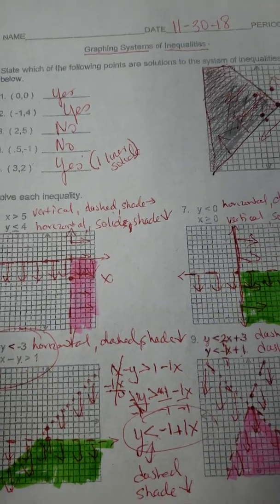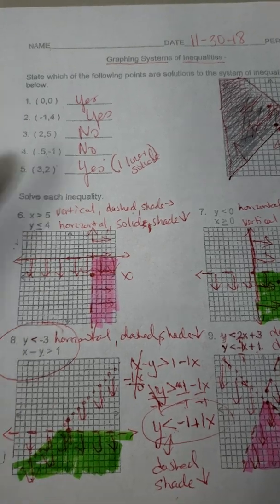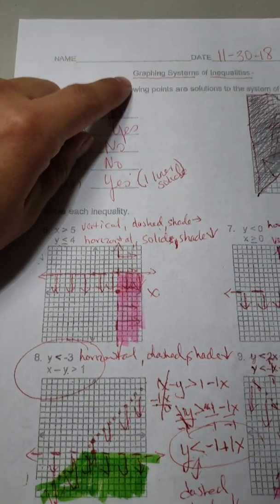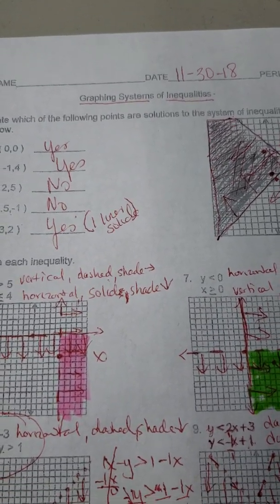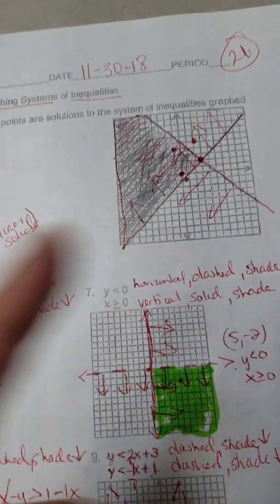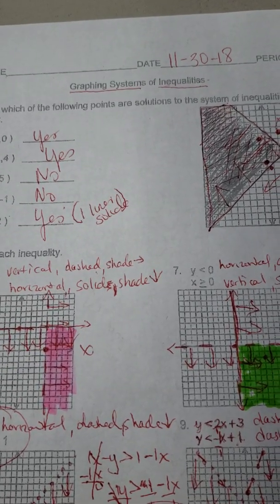Okay, so what we did today was graphing systems of inequalities. We've already done graphing before of systems. We did that on Tuesday. And we've already graphed inequalities. So today we're doing both of them together, meaning we're going to graph two lines that are inequalities. Remember that a system just means two.